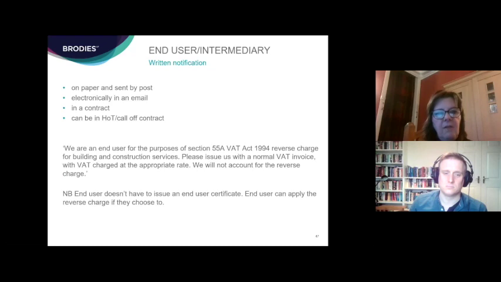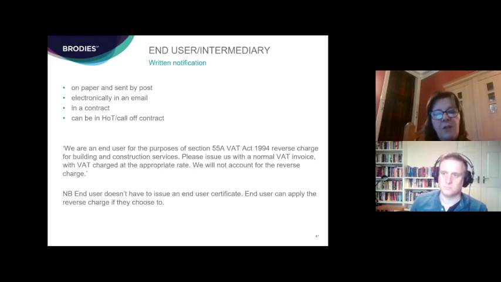You can give the end user notification on paper, by post, electronically, in a contract. You can have it in general heads of terms and so on. But this is what you've got to say. Well, there's no precise wording, but you've got to say something along the lines of this. We are an end user for the purposes of Section 55A. Please issue us with a normal VAT invoice with VAT charged at the appropriate rate. We will not account for the reverse charge.